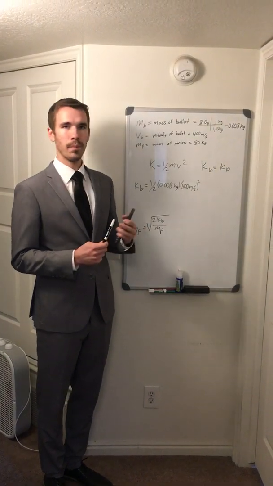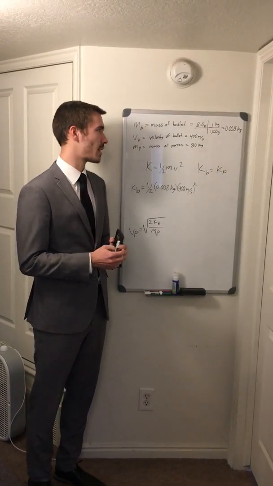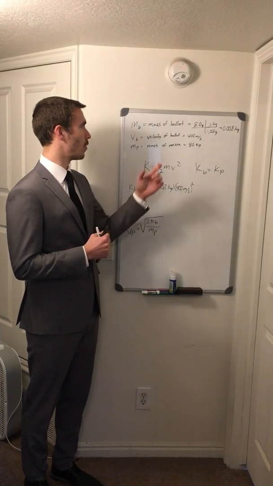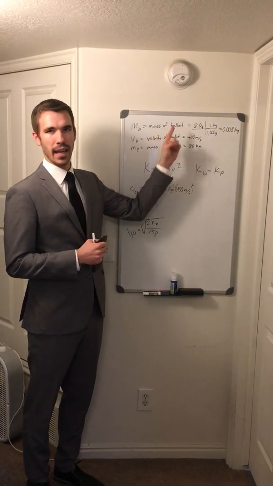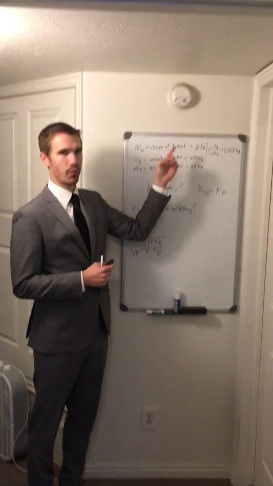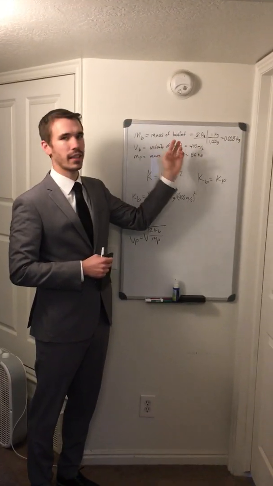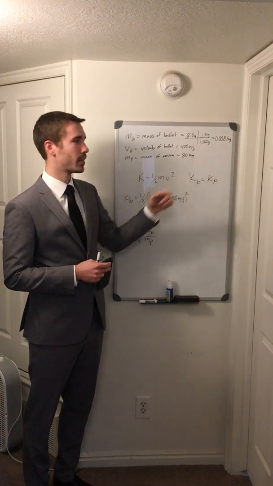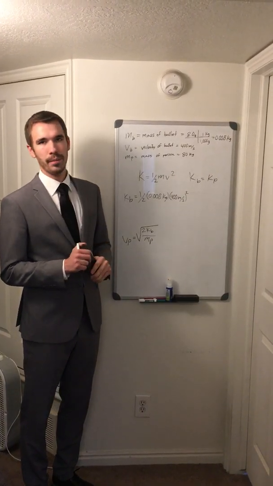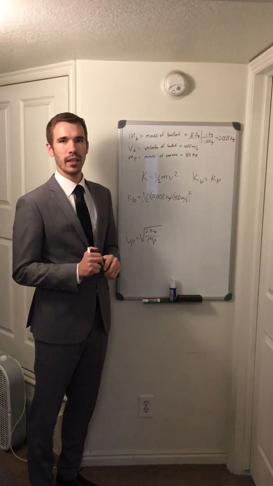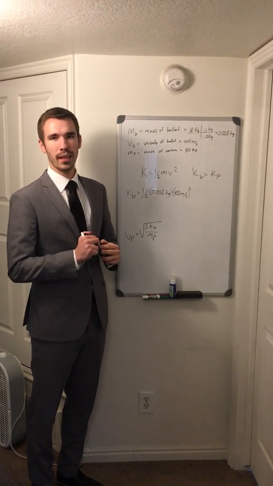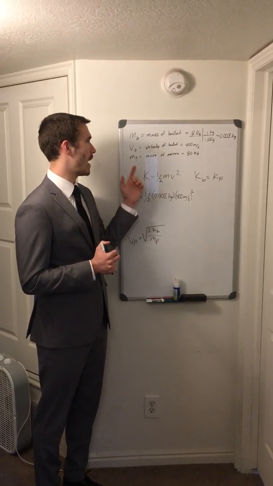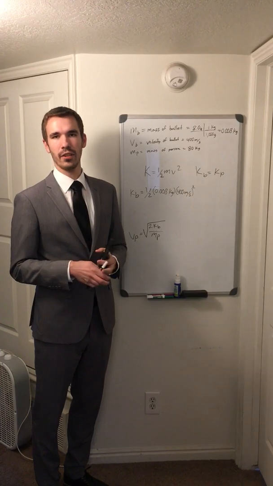To do this problem, we need to first write down the information that we have. We know the mass of the bullet is 8 grams, but in order to cancel units later, we need to convert it to kilograms. So we get 0.008 kilograms for the mass of the bullet. The velocity of the bullet is 400 meters per second, and the mass of the person is 80 kilograms.